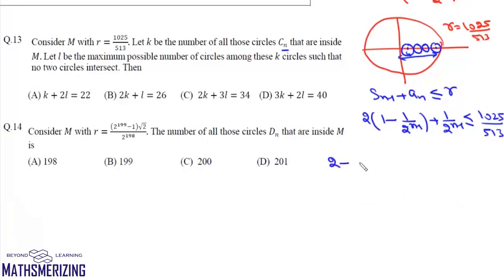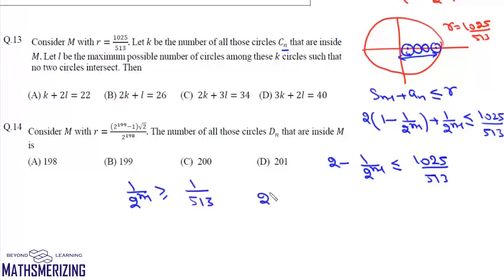This is 2 minus 1 upon 2 to the power of n minus 1 will be less than or equal to 1025 upon 513, or 1 upon 2 to the power of n minus 1 will be greater than or equal to, now this is 513 into 2, and there will be 1026. 1026 minus 1025 will be 1 upon 513.